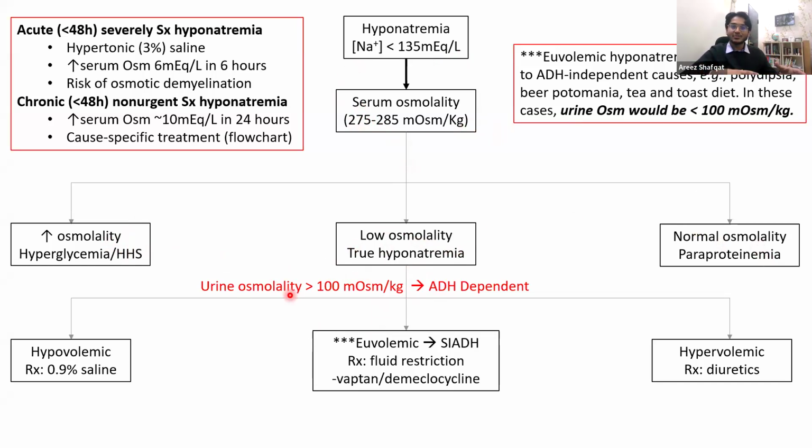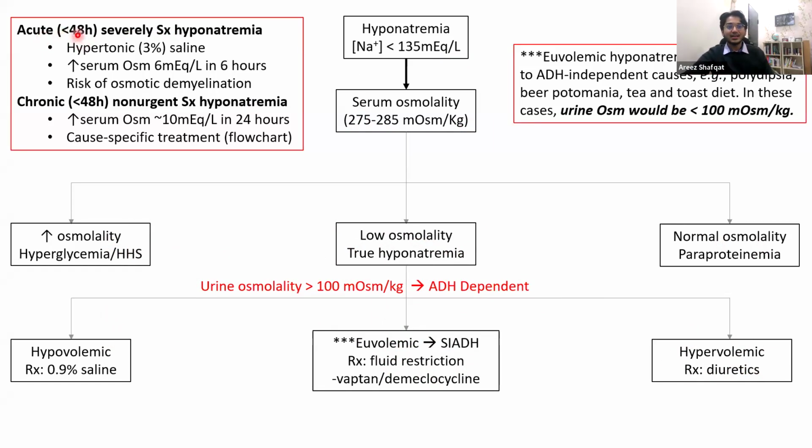Then check the patient's volume status. If the patient's hypovolemic, that makes sense for the ADH to be secreted and cause hyponatremia. If the patient's hypervolemic, he may have heart failure, he may have nephrotic syndrome, he may have cirrhosis. If the patient is euvolemic, this is called SIADH, treat with fluid restriction. Okay? A couple points on treatment of hyponatremia.